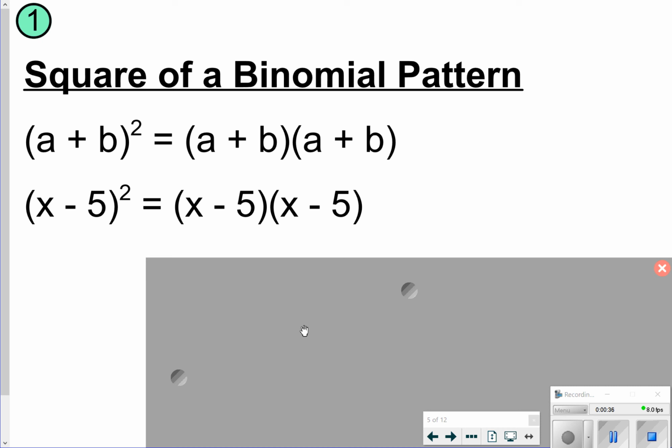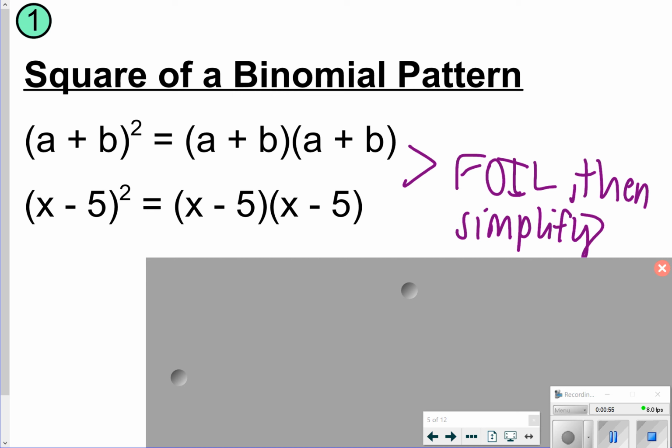Same thing would be true if you had subtraction. When we have parentheses around it, we would have x minus 5 squared, which just means x minus 5 times x minus 5. Again, after this, we would FOIL, then simplify.